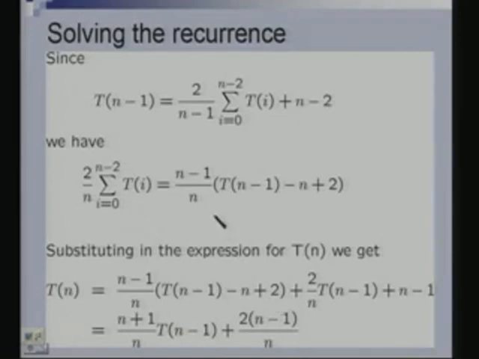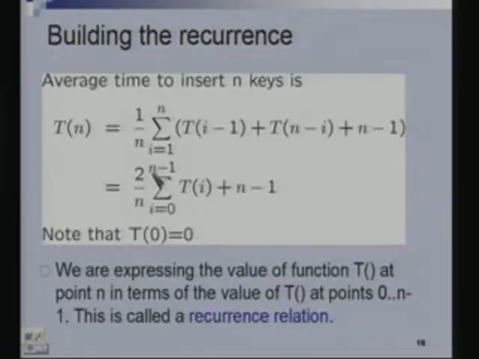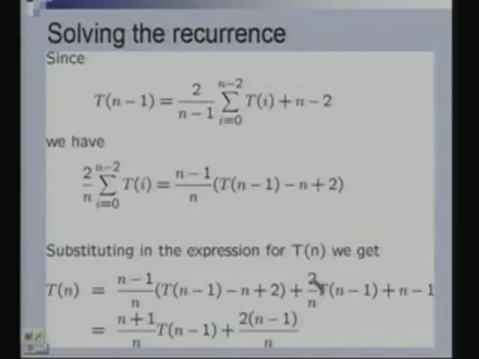और अब क्या बचता है मेरे पास? T of n minus 1. n minus 1 बचता है, T of n minus 1, 2 over n into T of n minus 1 plus n minus 1. So, 2 over n of T of n minus 1 plus n minus 1, right? And then I just did some rearrangement. So, I look at T of n minus 1. It is n minus 1 over n here and 2 over n here. So, that makes it n plus 1 over n, and this is n minus 1 over n into n.